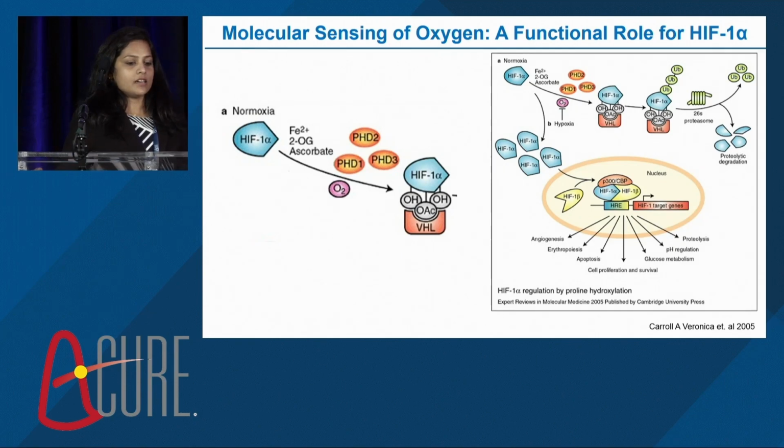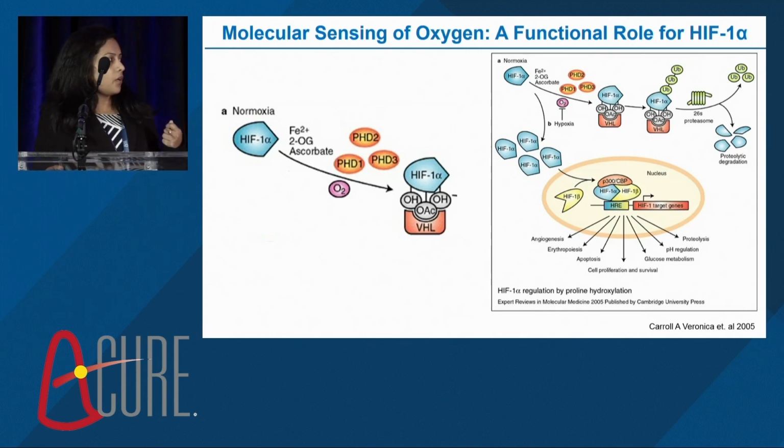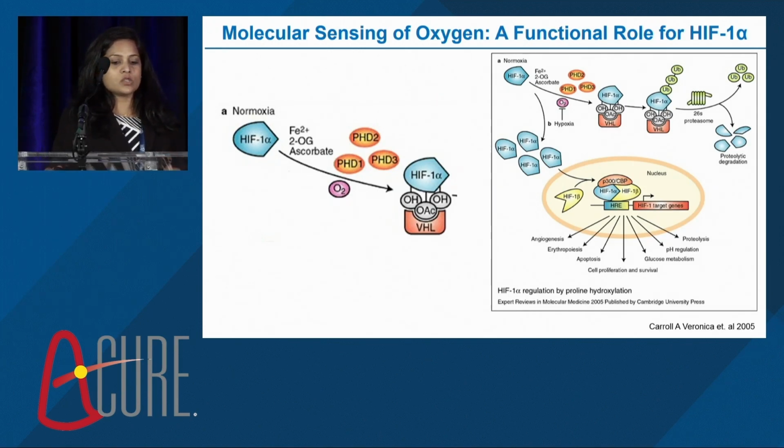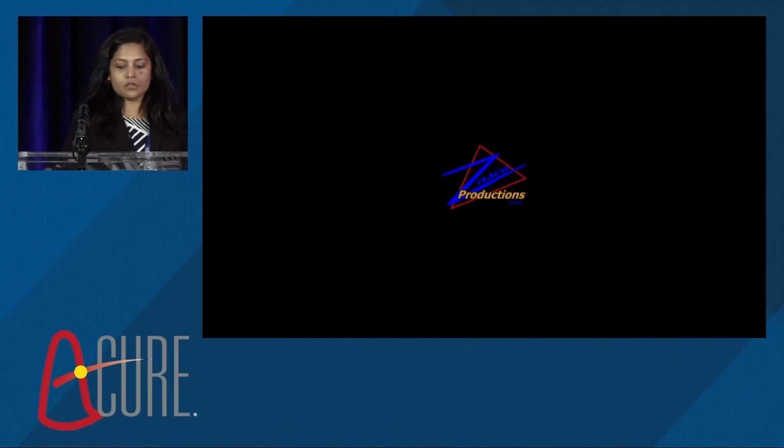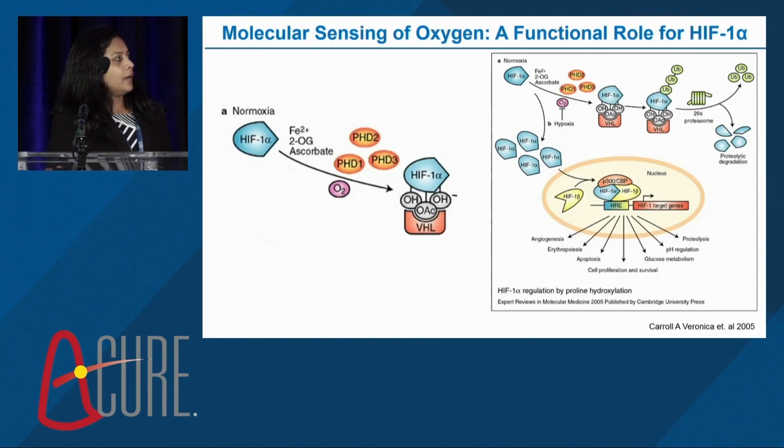So the molecular sensor in the cell is known as hypoxia-inducible factor 1 alpha. So how it senses ischemia is in the presence of oxygen, PHDs, the prolyl hydroxylase domain enzymes, hydroxylate HIF, and it is degraded. But when there is absence of oxygen, PHDs could not hydroxylate HIF. HIF started accumulating in the cell.